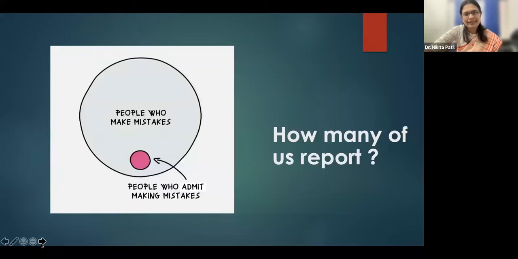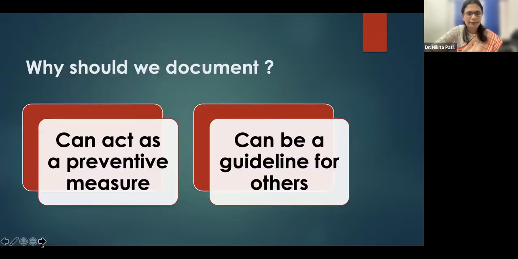Very important slide again. People make mistakes, not only in the OT, everybody of us. And a very, very small part of us admit, yes, I made a mistake. How many of us report? First, I have to admit, yes, I made a mistake. Then I have to report. And then I have to work on it, so that this mistake should not be repeated by others. Why should we document? Why should we report? It can act as a preventive measure and can be a guideline for others.